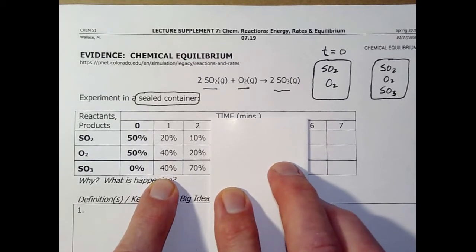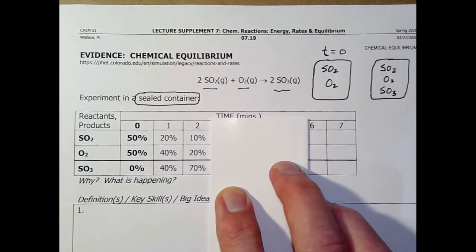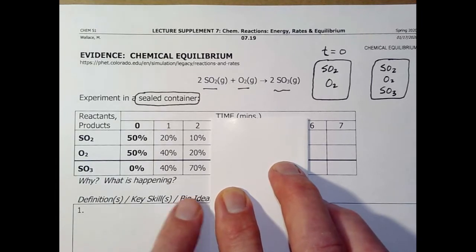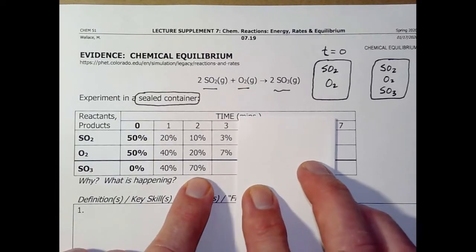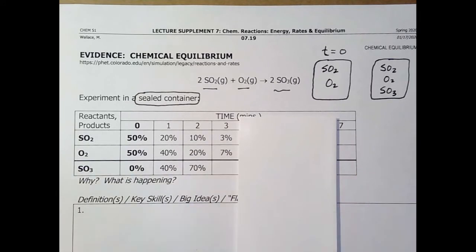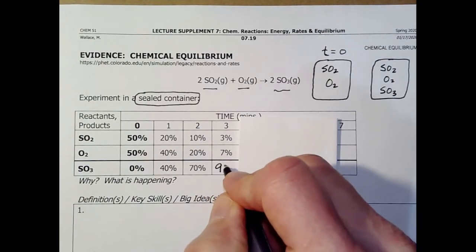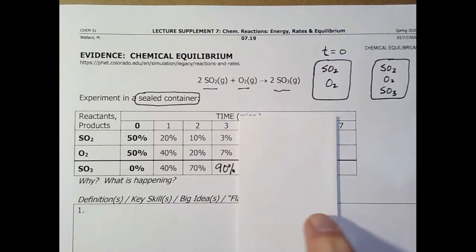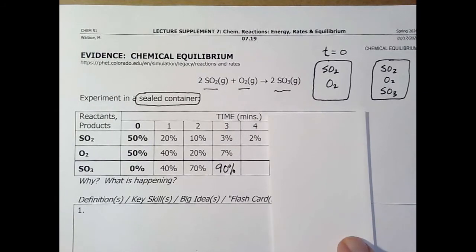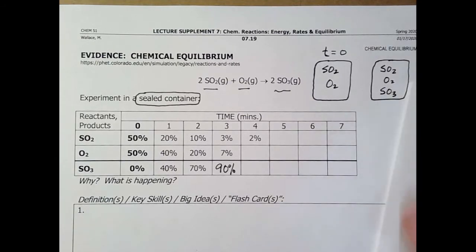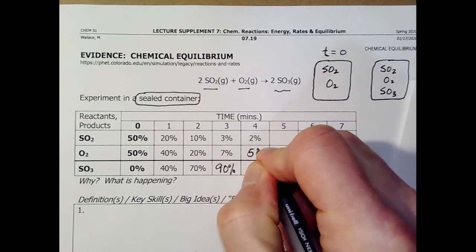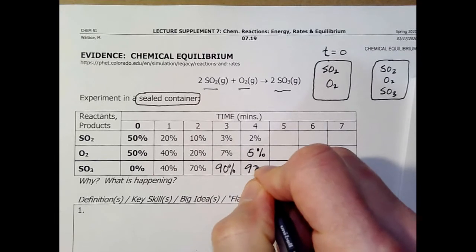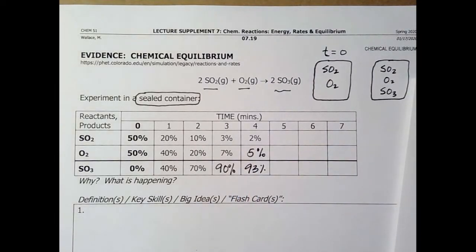Minute 2. Oh yeah, SO2's down to 10%, 20% for O2. SO3's up to 70%. At minute 3, 3%, 7%. Take a minute and think about what that other number should be. Right, 90%. At minute 4, I'm down to 2% SO2. O2 is down to 5%. And SO3 now has jumped up to 93%. So you can see where this is going.